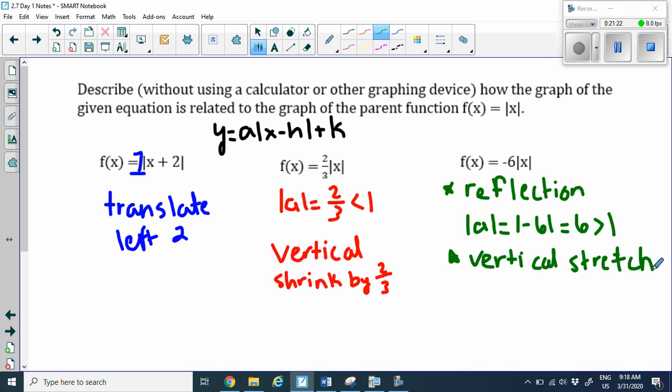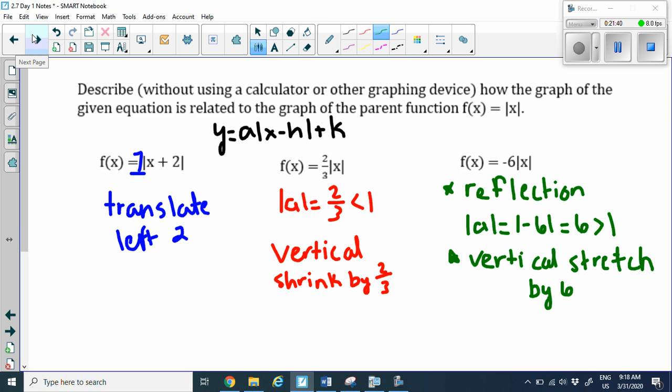And so here we have a vertical stretch by 6. So you do want to indicate what is that. Now we don't put it by the -6 because the negative just tells us if there's a reflection. It is going to be the 6 that tells us how we vertically stretch here.